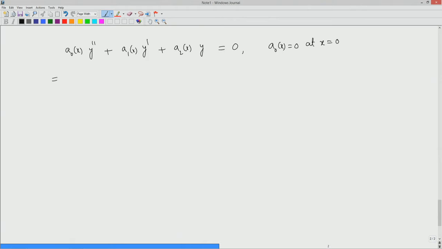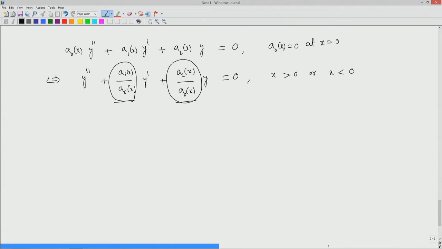Once you divide it, this is equivalent to y'' plus a1(x)/a0(x) y' plus a2(x)/a0(x) y equal to 0. Because at x equal to 0 you divided it, you have a problem: this has a singularity, this has a singularity. So, this is defined either for x positive or x negative, but not at x equal to 0. And this is your function p and this is your function q.